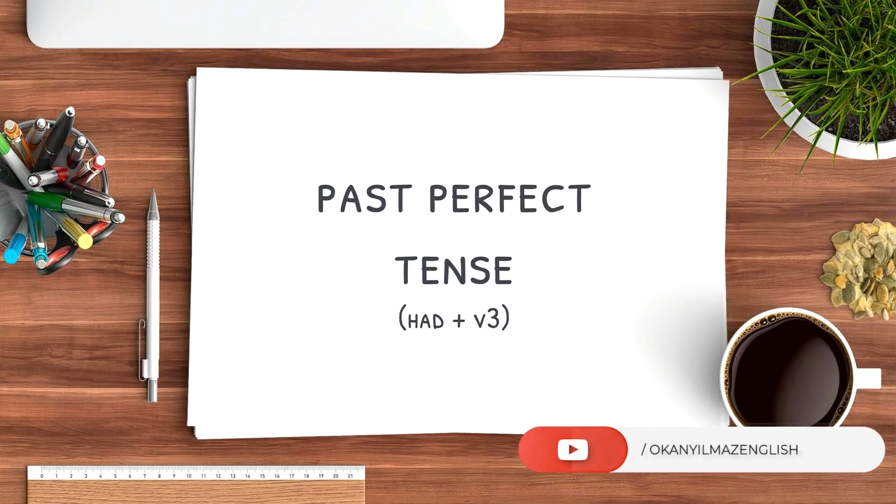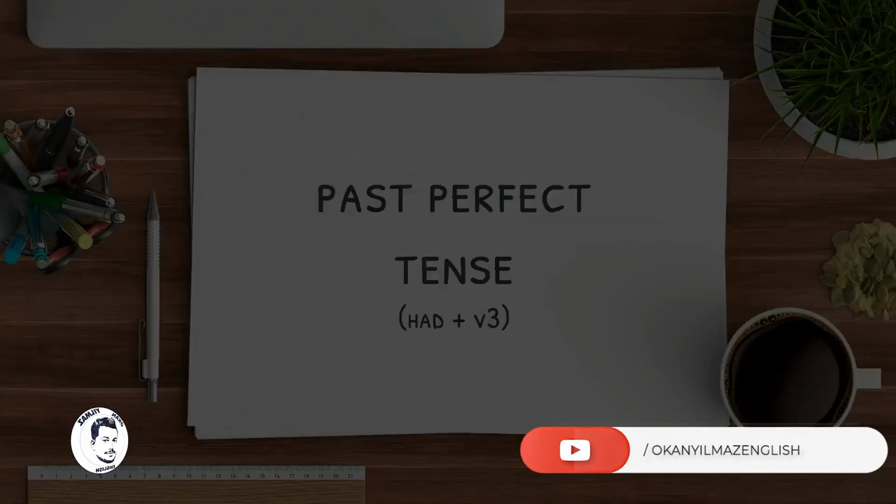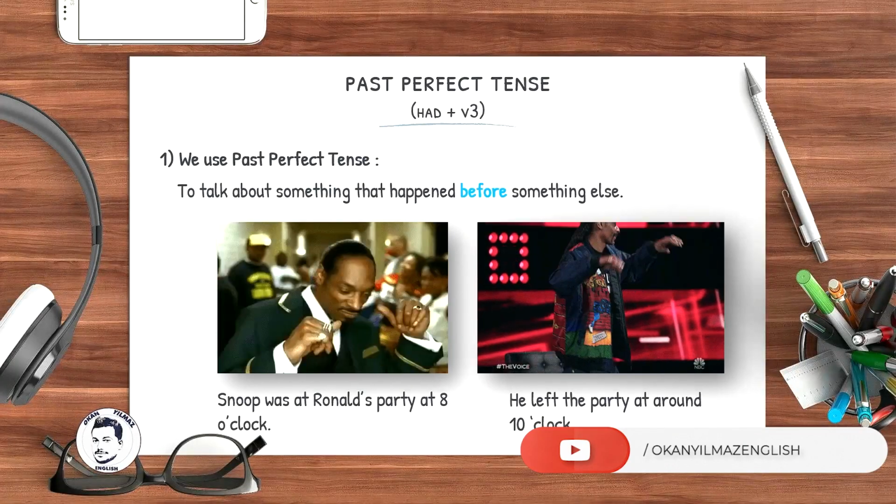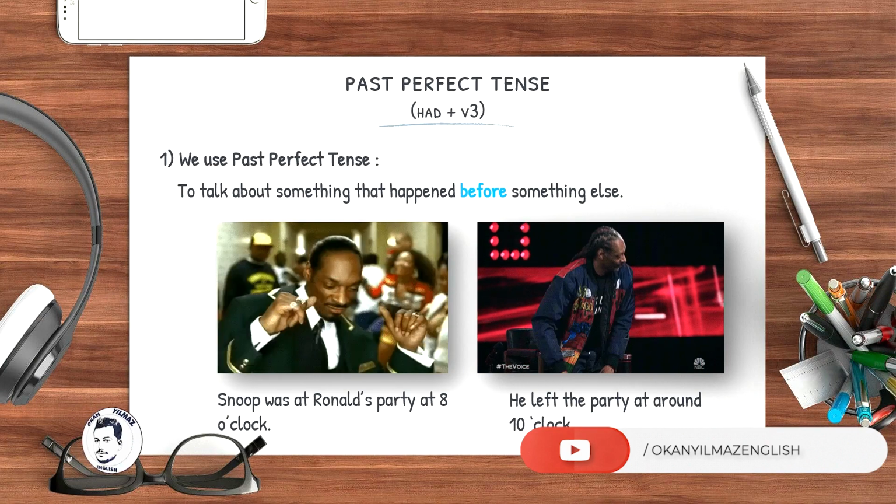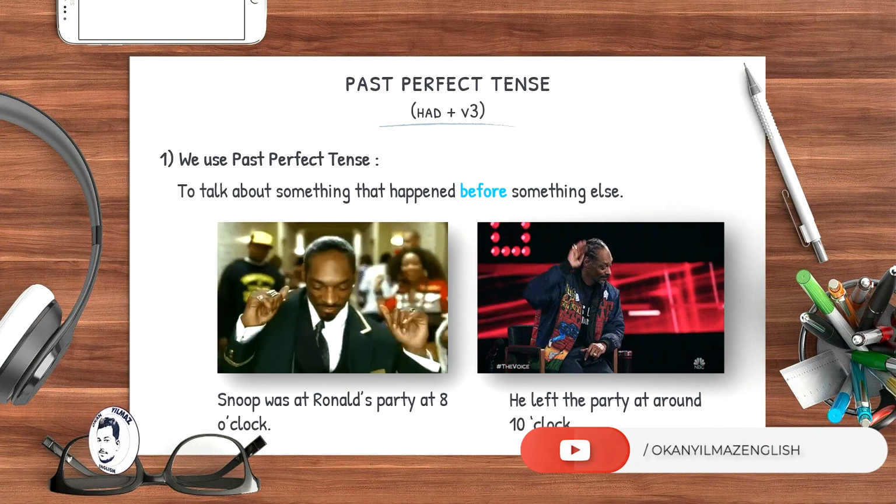Hello guys, today we're going to talk about past perfect tense. As you can see on the screen, its rule is had plus past participle, or verb 3. Let's get to it. Number 1, we use past perfect tense to talk about something that happened before something else.